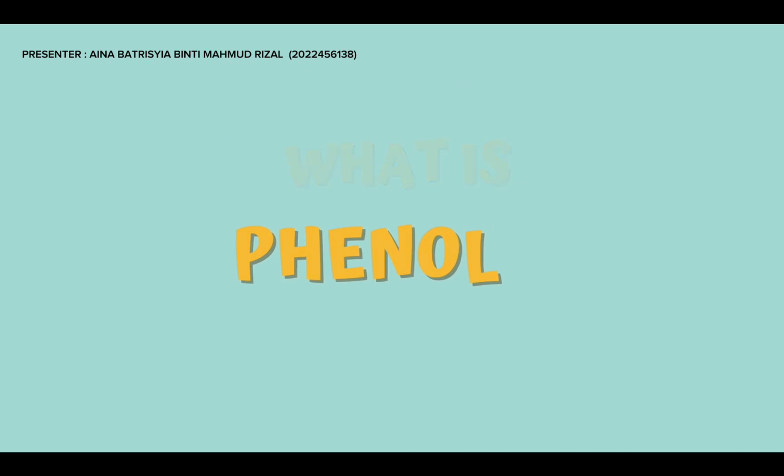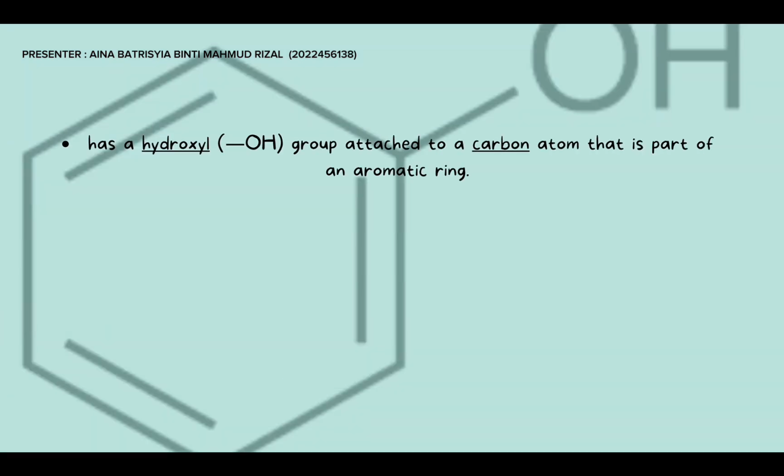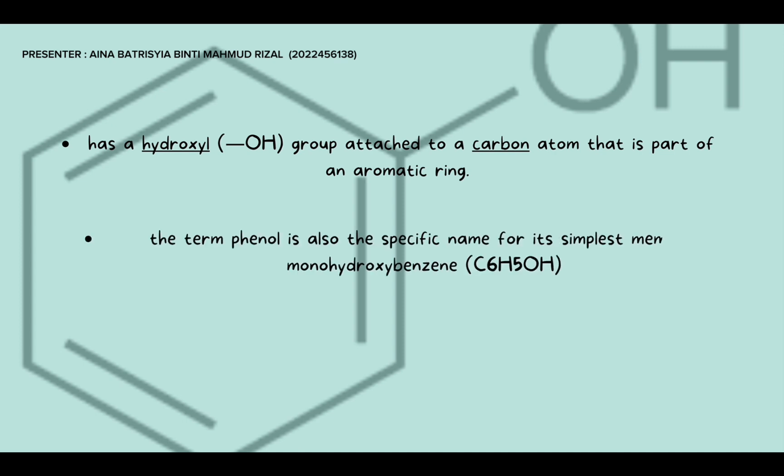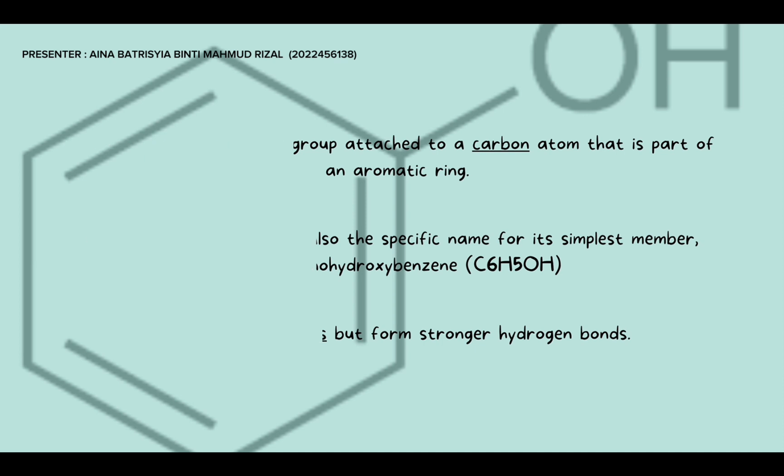What is phenyl? Compounds in which a hydroxyl group is attached to an aromatic ring are called phenyls. Besides serving as a generic name for the entire family, the term phenyl is also the specific name for its simplest member, monohydroxybenzene, also known as benzenol or carbolic acid. Phenyls are similar to alcohols but form stronger hydrogen bonds. Thus, they are more soluble in water than alcohols and have higher boiling points.